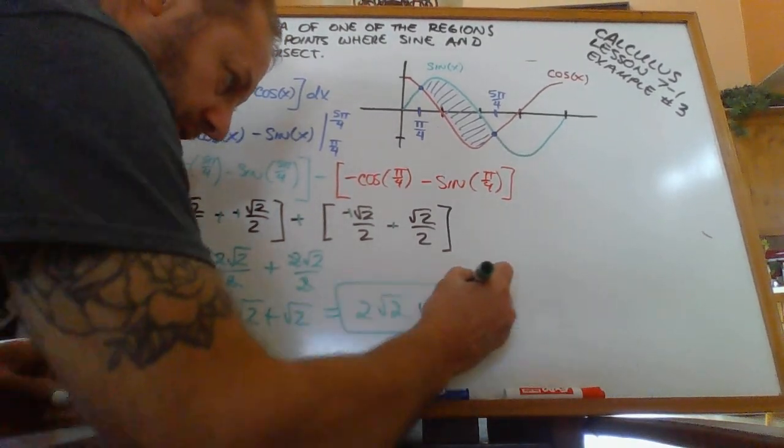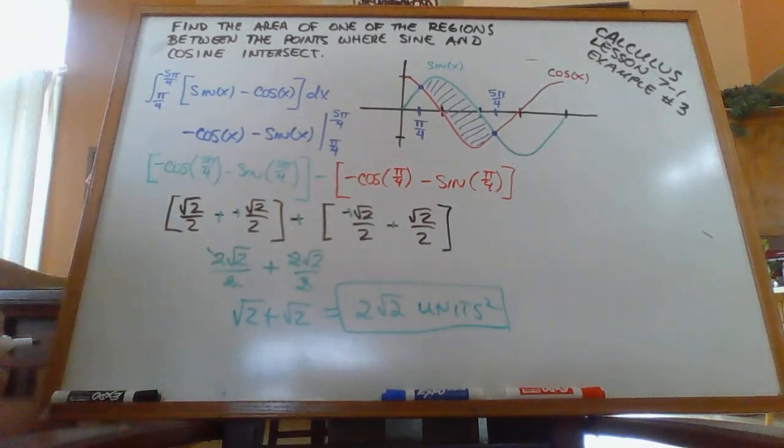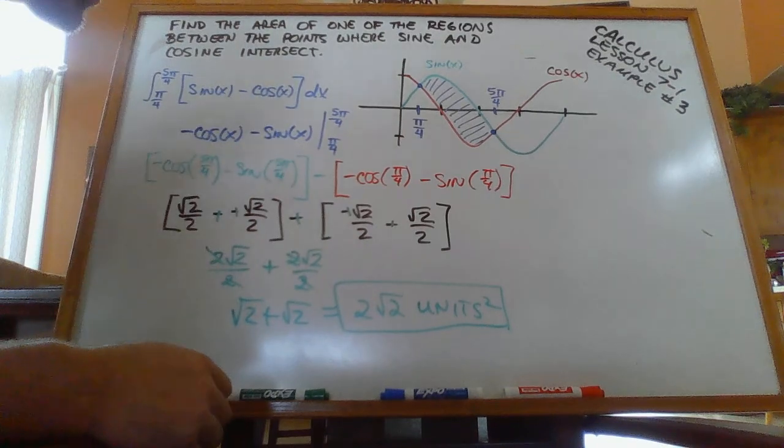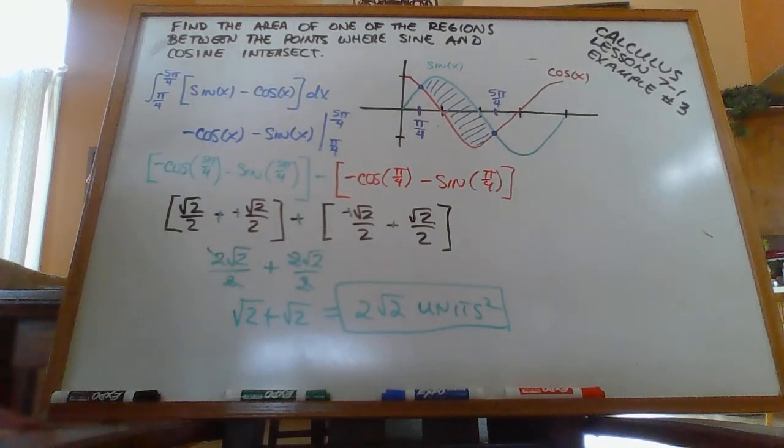And that is the area between those two curves. I'm just going to go ahead and leave the square root of 2 because that's the exact answer. If you needed to know what it was in a decimal, you just use your calculator to figure out what that is.